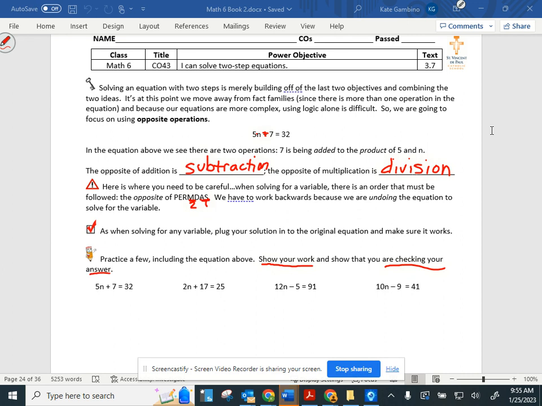So let's see how that's going to look for our example up top. 5n plus 7 equals 32. If we are doing SADMREP, if we're doing PERMDAS backwards, what is the first thing I'm going to do? What's my first step, Aiden H? Yes, what am I going to subtract?